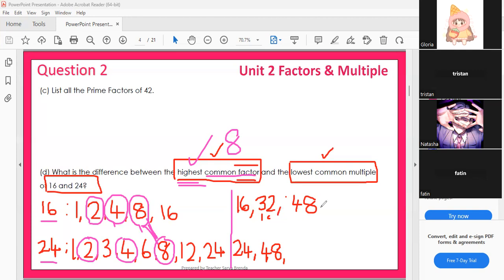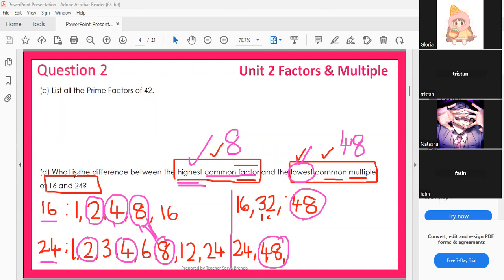Now, there is a common multiple already. You cannot keep on going on and on. We already found the lowest common multiple, because lowest means the first number to be the same. Can you see? What is it? It is 48. So the lowest common multiple here is 48.